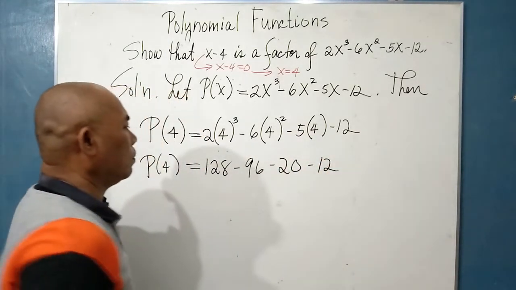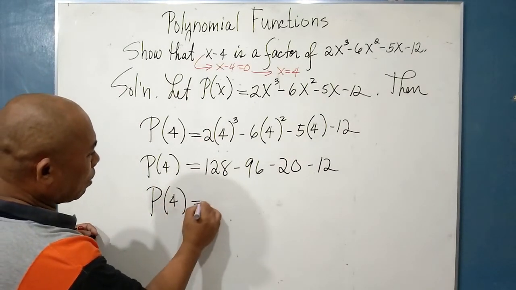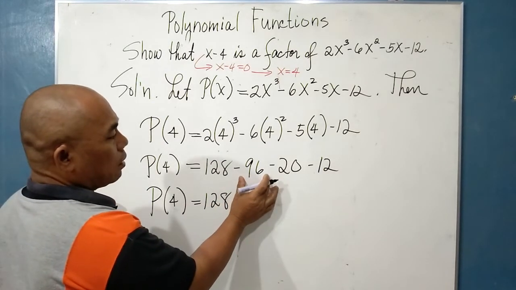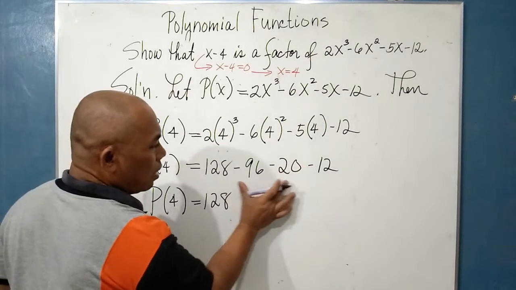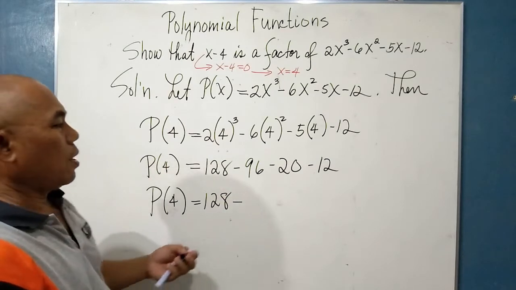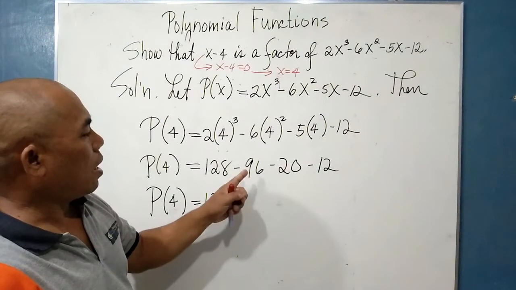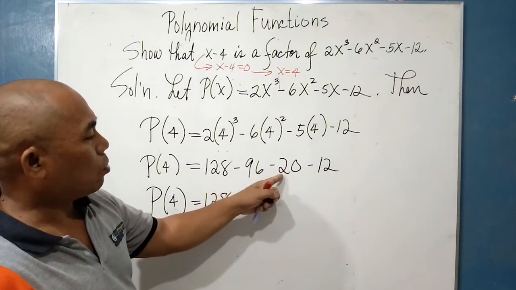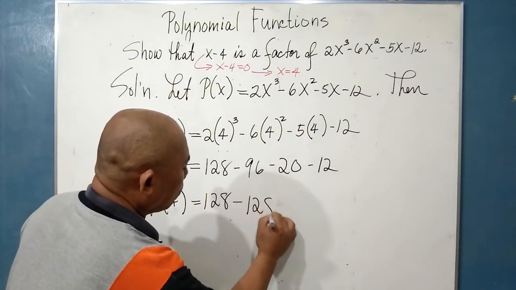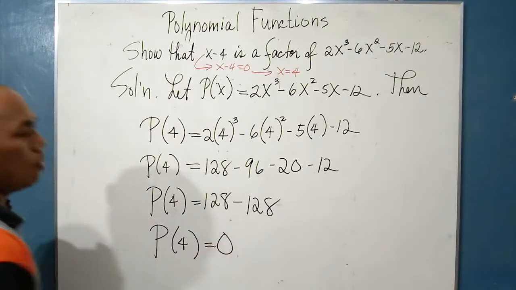Minus 12. So, atong tanawon, what is our P of 4? Equals 128. Pila man tanan? 96, 20, 12. I-add na nimo sila. Then, gamiton ang minus. So, we have 6 plus 0 plus 2, that is 8. Then, 9 plus 2, 11 plus 1, 12. So, 128 minus 128. So, P of 4 equals 0.